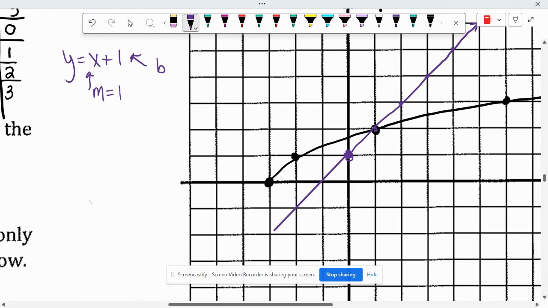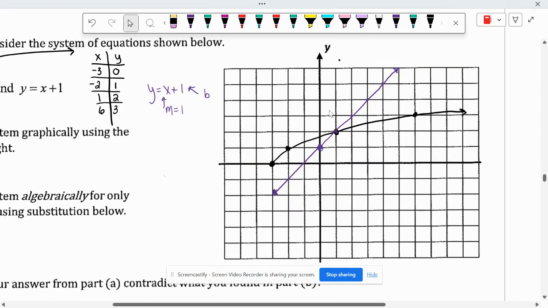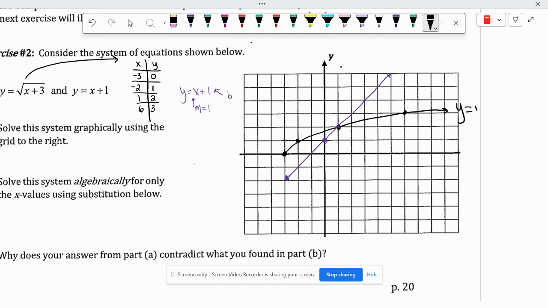This is a system of equations. One is linear and one is radical. The curved one is the radical one. And I'll even tell you what it is. This is y equals the square root of x plus 3. And this is the equation y equals x plus 1.